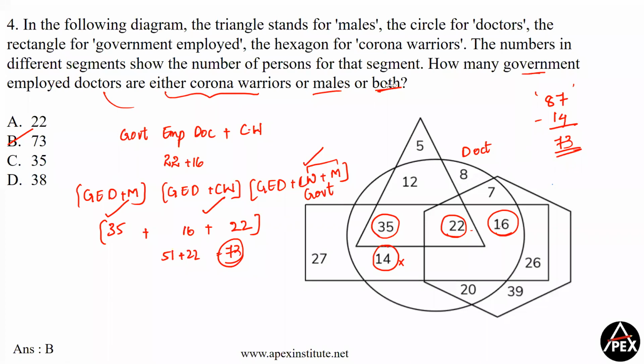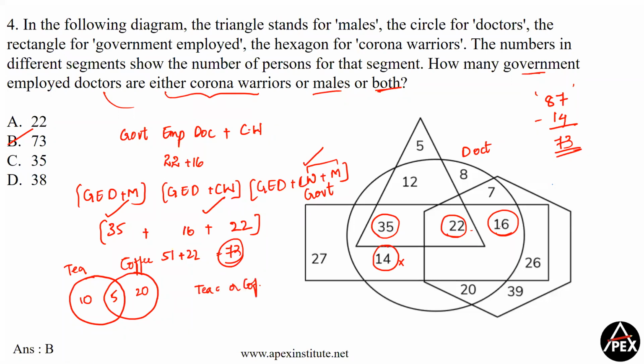Okay, so please understand the difference between or and and. I will tell you a small example. We have two types of people: people who drink tea and people who drink coffee. There are 10 people who drink only tea, 20 people who drink only coffee, and let us say 5 people who drink both tea and coffee. Now if I ask you, how many people drink either tea or coffee?